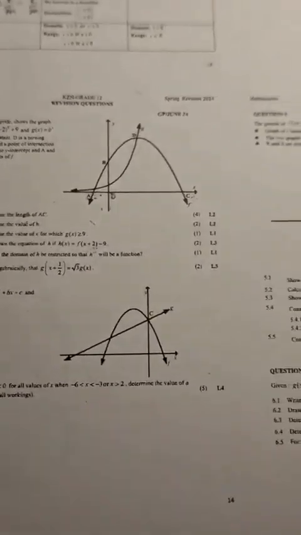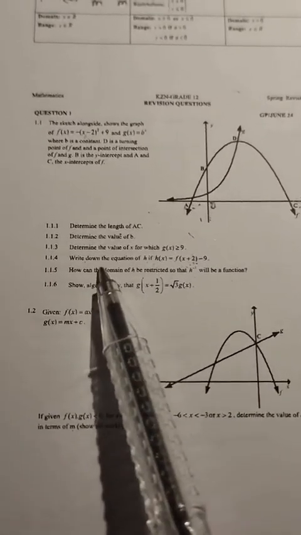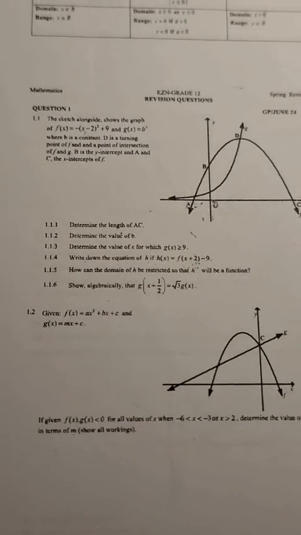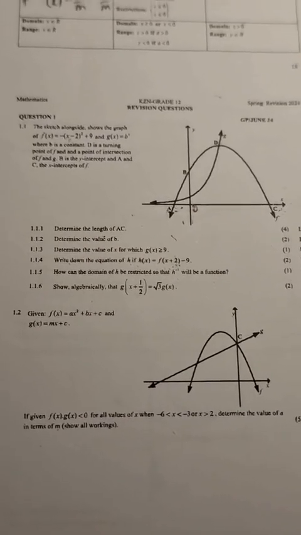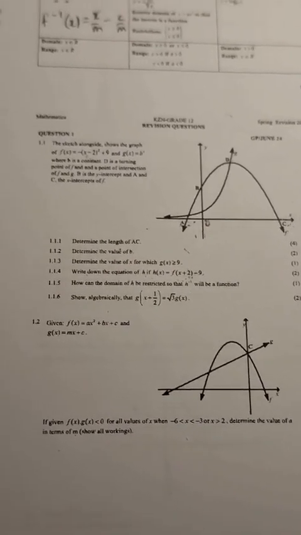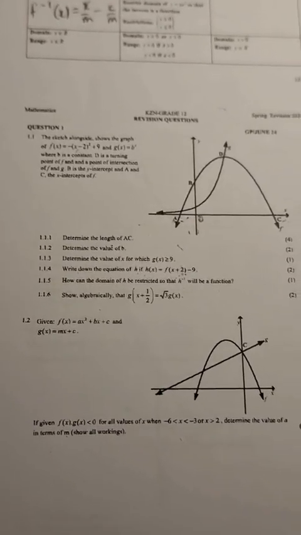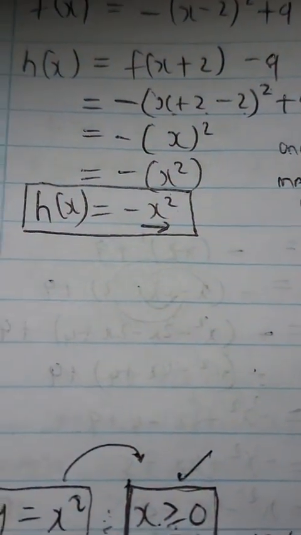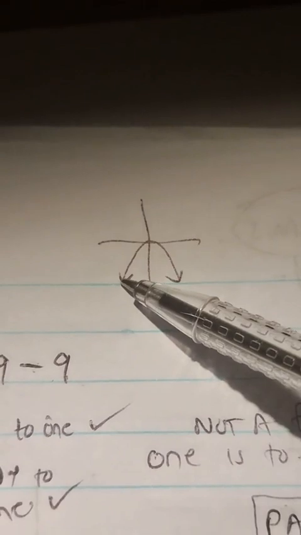Okay, let's look at the last. So this one, how can the domain of H be restricted? You can restrict it in two ways. You can either say x is greater than or equal to 0, or you can say x is less than or equal to 0, because remember, guys, this one was negative x squared. And negative x squared, you're expecting a function that is concave down like this. It's also touching the origin, but it's concave down like this.